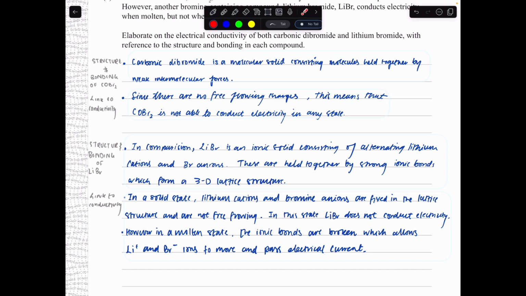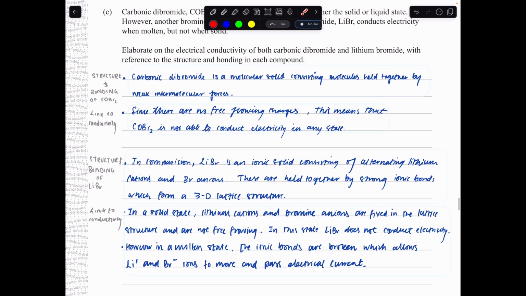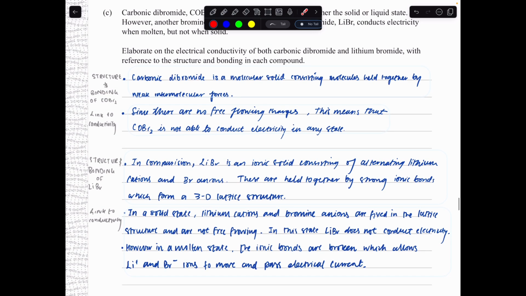In the solid state, lithium bromide does not conduct electricity. However, in a molten state, the ionic bonds are broken, which allows the lithium ions and the bromine ions to move and pass electrical current because they become free-flowing. So, this is a good comparison between carbonic dibromide and lithium bromide as well.